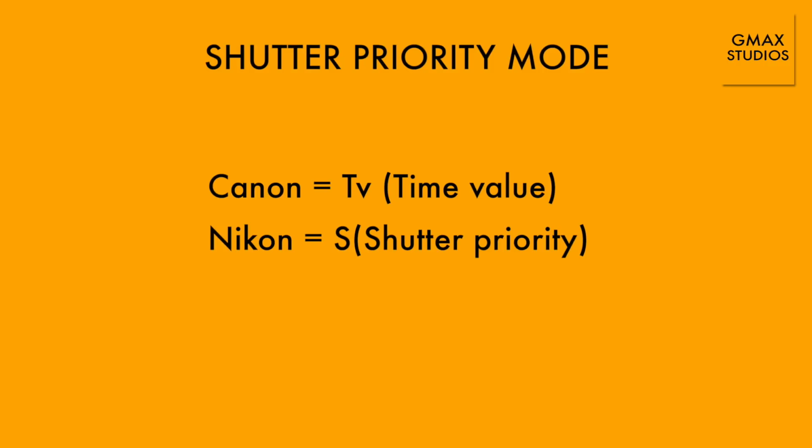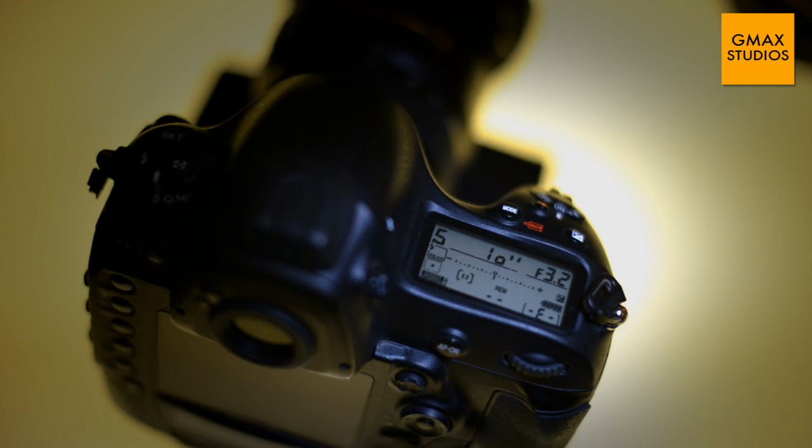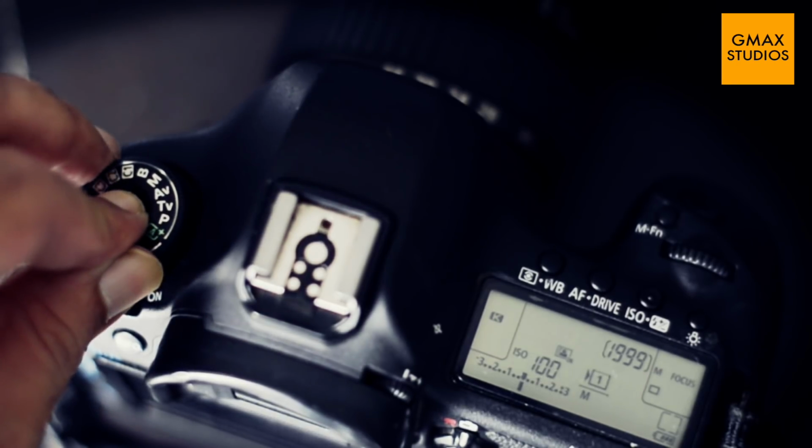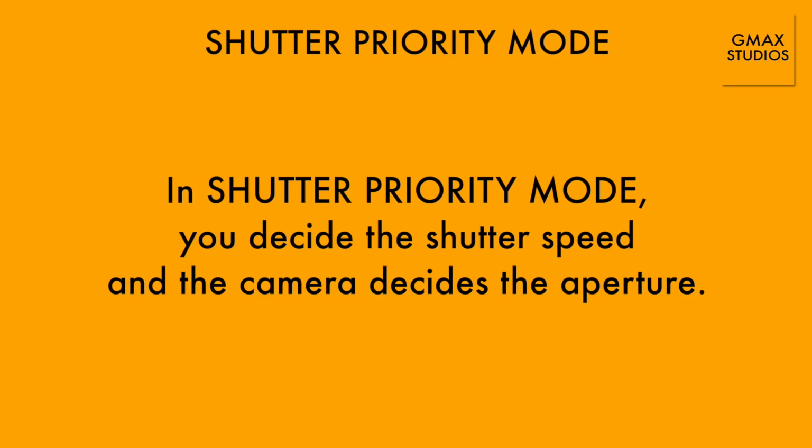So how do we take control of the shutter speed? The answer lies in the shutter priority mode on the camera. The shutter priority mode is denoted by TV on Canon cameras and S on Nikon. In this mode, you change the shutter speed by using the command dial and set it to whatever value you want to shoot on, and the camera automatically sets the corresponding aperture on its own to give you the correct exposure. So all you need to do is decide how fast or slow you want your shutter to be, and the camera will decide the aperture accordingly.